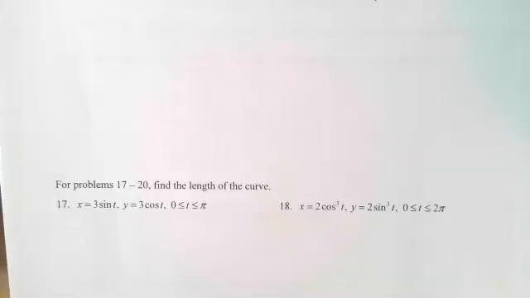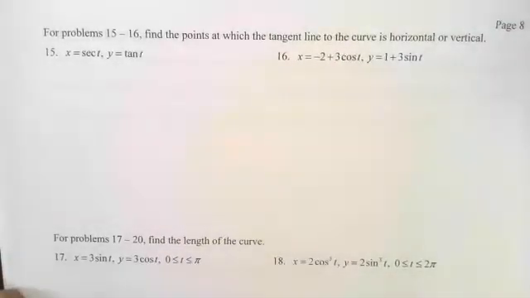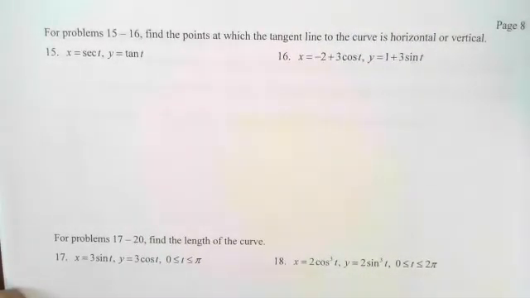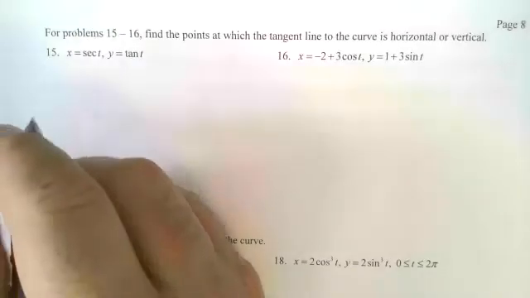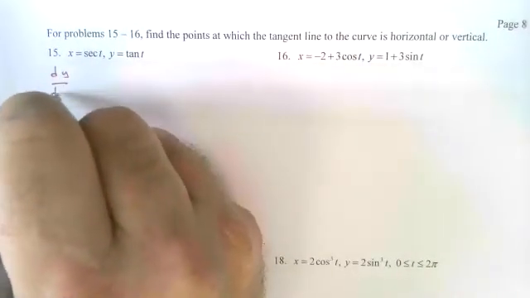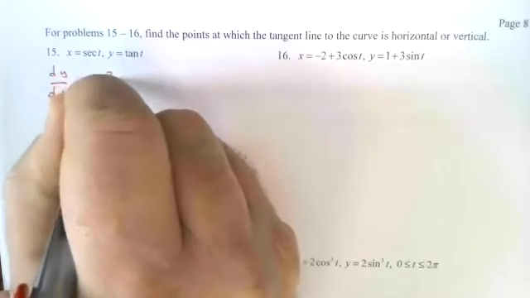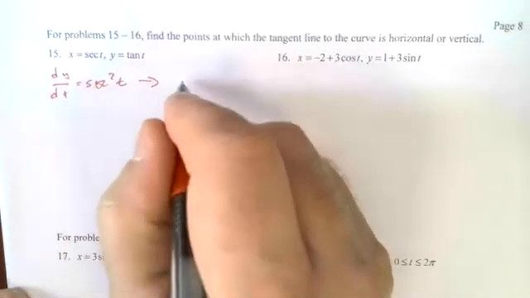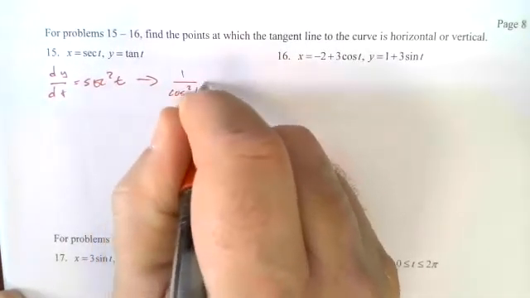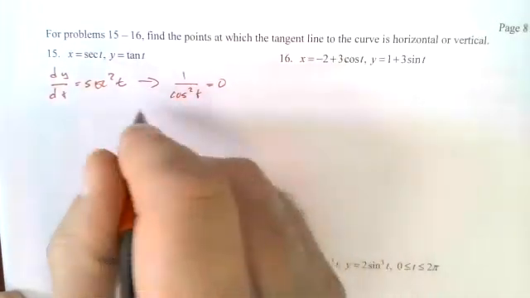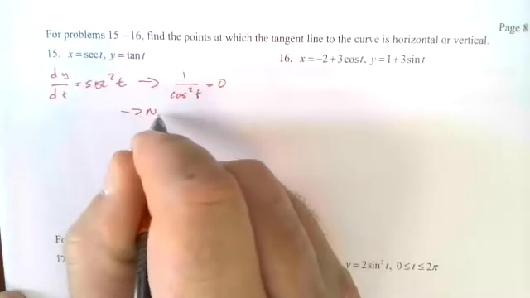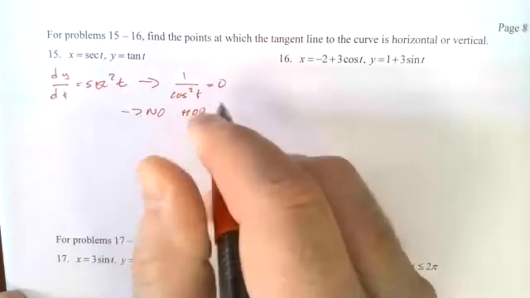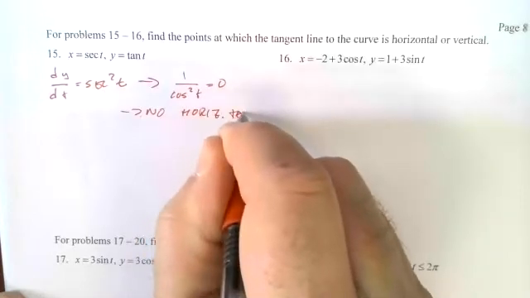All right. One more crazy page. Find the points where the tangent line to the curve is horizontal or vertical, meaning if the top sets to 0, we're there, and if the bottom sets to 0, we're also there. So let's try the top first. dy/dt equals secant squared t, that's 1 over cosine squared t. It's not possible for that to be 0, so there is no horizontal tangent.